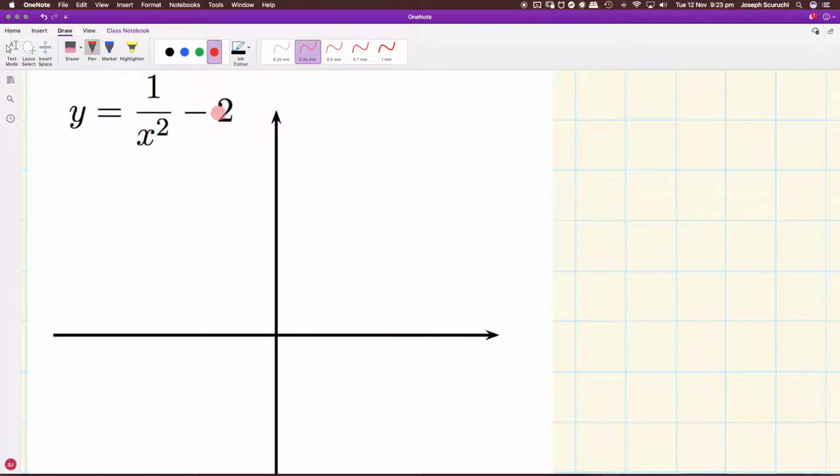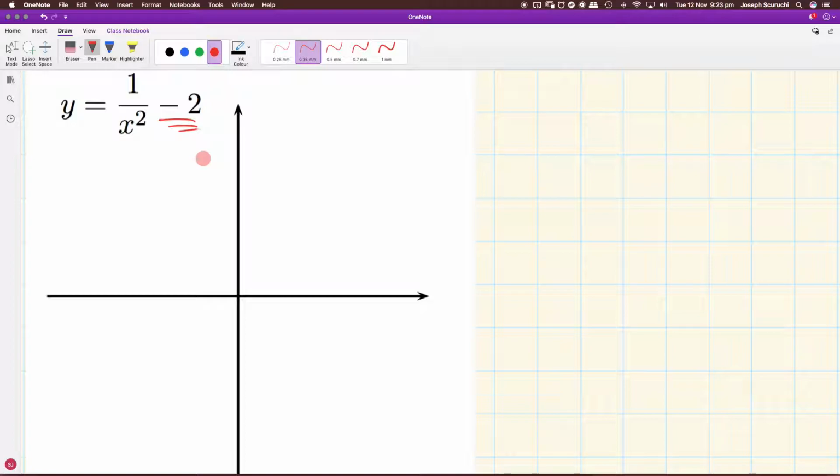I have this. Notice that this minus 2 is different to what we were looking at before. And as you probably guessed, that negative 2 is going to shift it down 2 spaces. So now my horizontal asymptote will be y equals negative 2. If you had to prove that, I could put negative 2 into the formula and get negative 2 equals 1 over x squared minus 2.